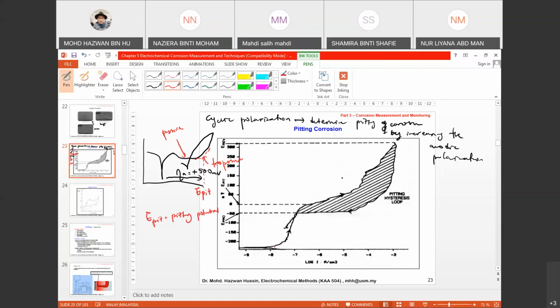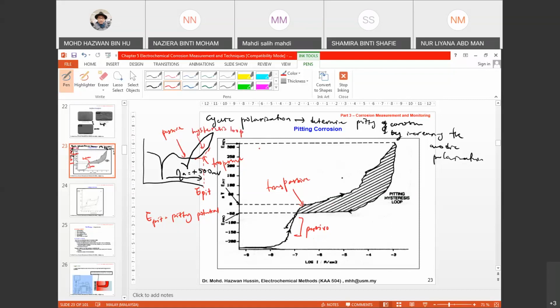As mentioned over here, you have passive here, and then this is the region where you have transpassive, and it starts to go up. Okay. So when it goes up, this is actually known as a hysteresis loop. It forms like hysteresis.